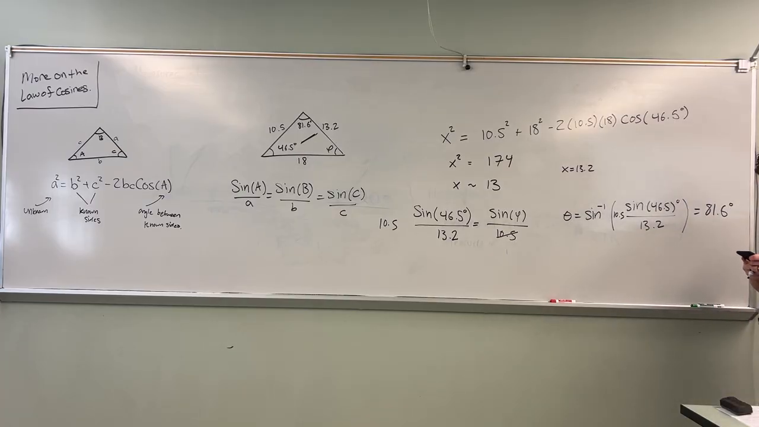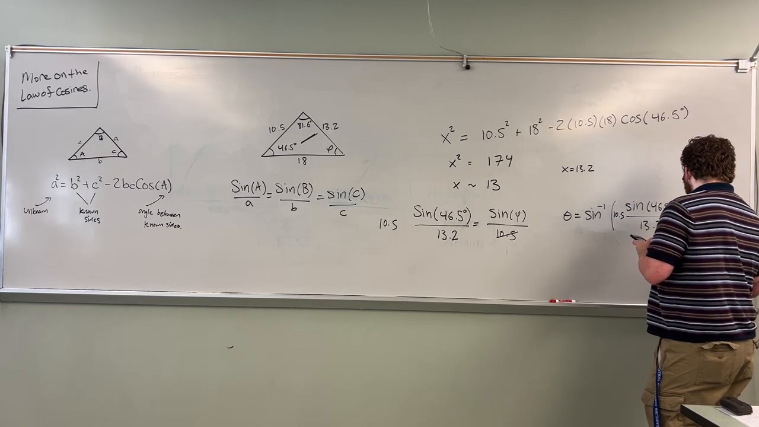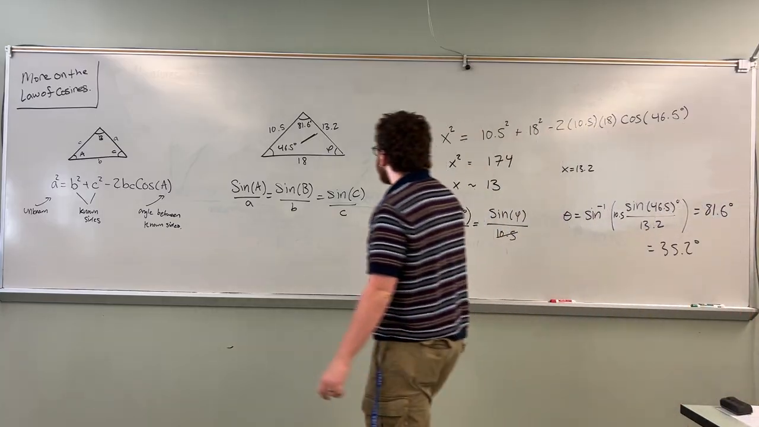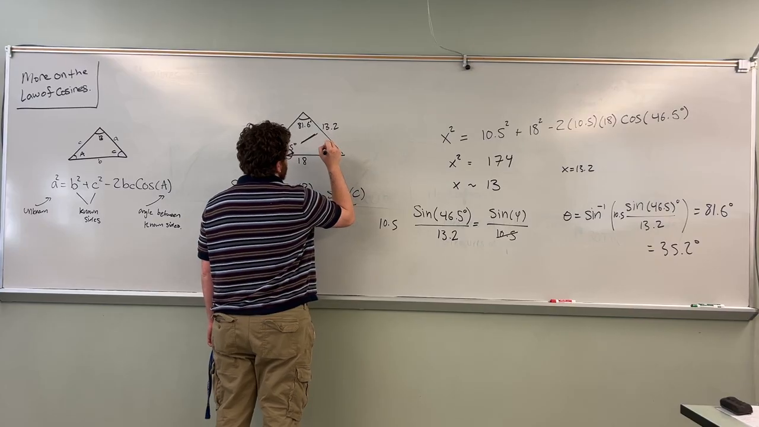So I can go in here and change this to 10.5. And I get an angle of 35.2 degrees. Did anyone else get that angle? Did anyone else put it in their calculator? If not, that's fine. But I get now that angle phi is 35.2 degrees.